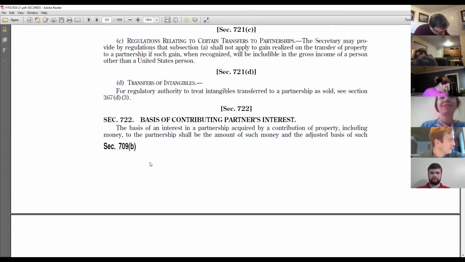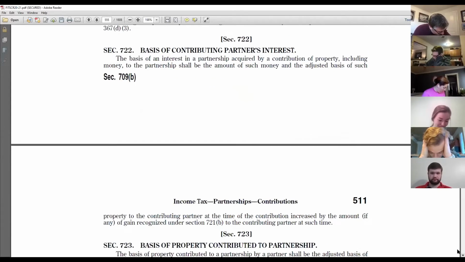And 722 is telling you what the outside basis of the partner is upon a contribution of property. And it says quite simply the outside basis, the basis of an interest in a partnership acquired by a contribution, shall be the same as the amount of money plus the adjusted basis of such property. So it's just a carryover basis. Whatever your basis was in what you contributed, that becomes your basis in your partnership interest, your outside basis.